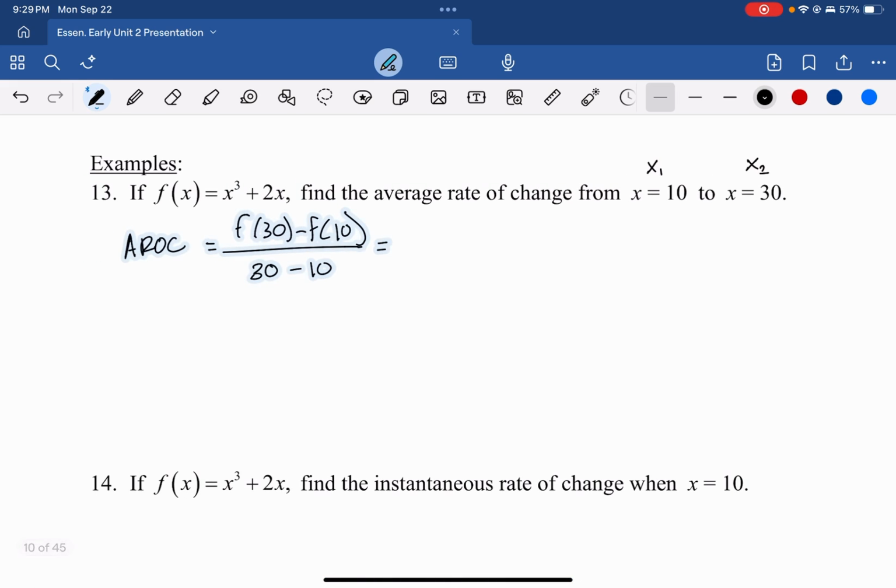And f of 30 is 27,060. F of 10 is 1,020. And I've got my 30 minus my 10. Simplify all of this. Okay. I get 1,302. So my average rate of change from 10 to 30 for this function is 1,302.